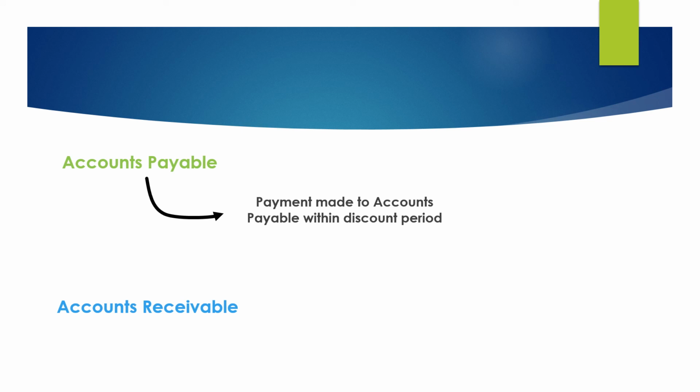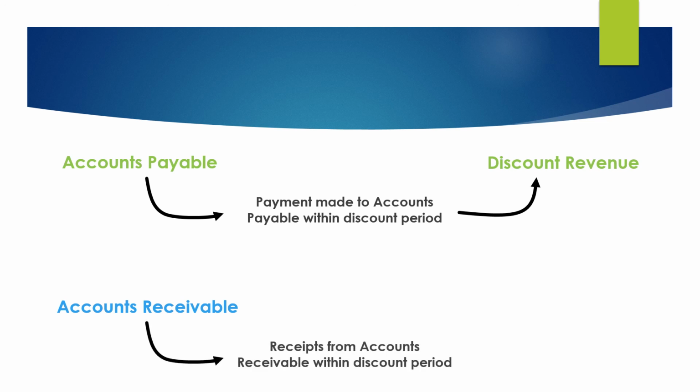In summary, when payment is made to the accounts payable within the discount period, the discount is received, and this is called a discount revenue. This is calculated by applying the discount percentage to the balance owing to the accounts payable at the time of payment. On the other hand, when a payment is received from the accounts receivable within the discount period, a discount is given. This is called discount expense, and this is calculated by applying the discount percentage to the balance owed by the accounts receivable at the time the payment is received.